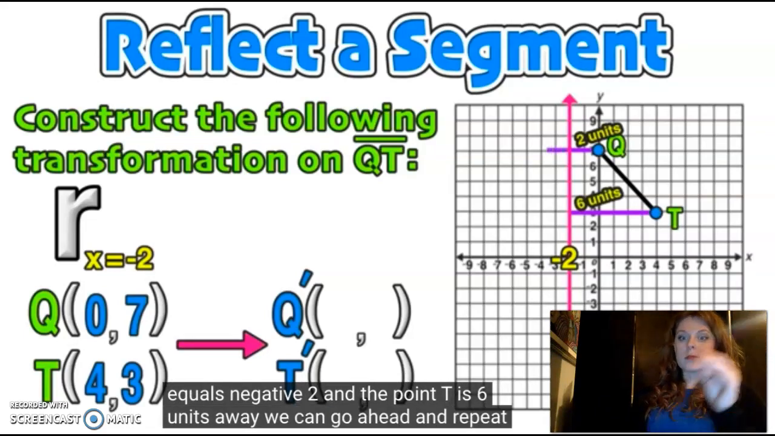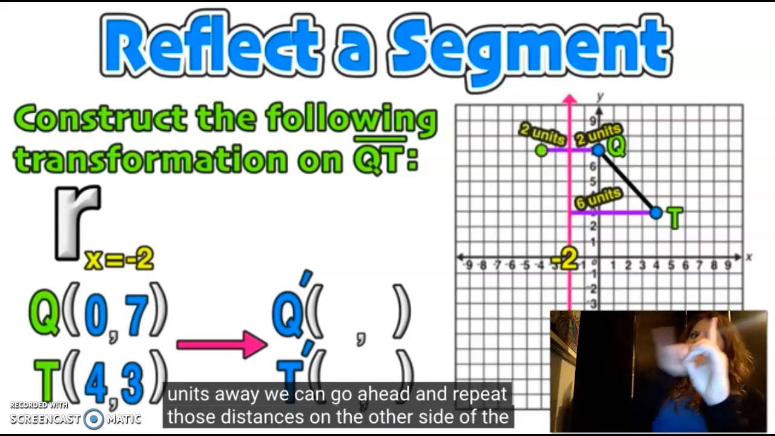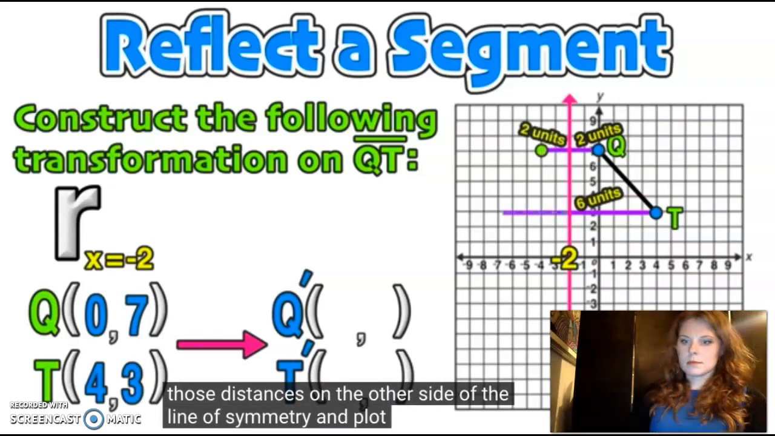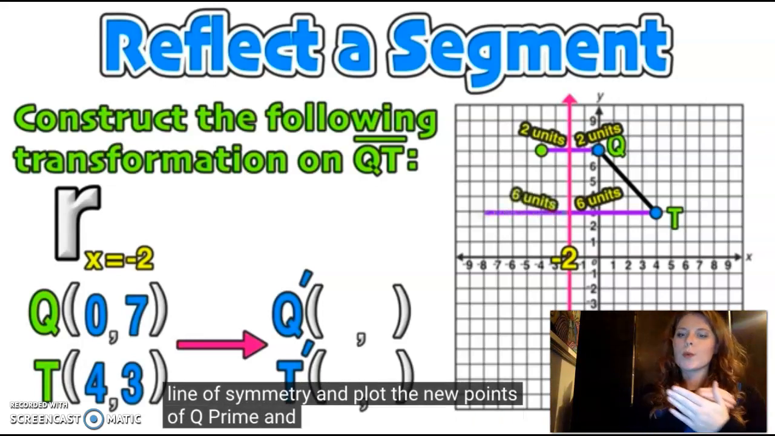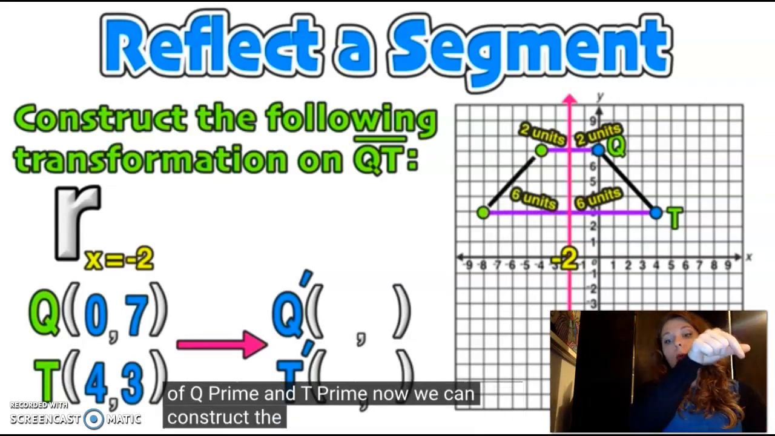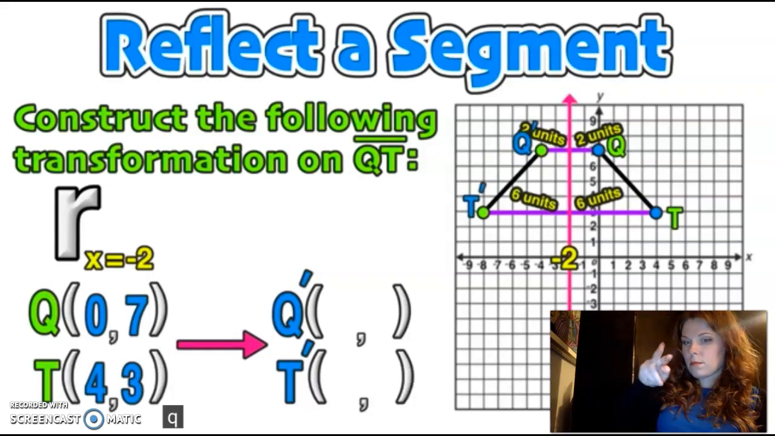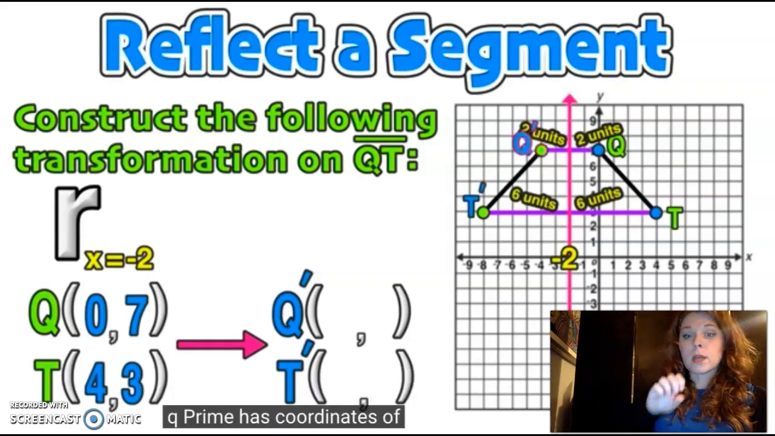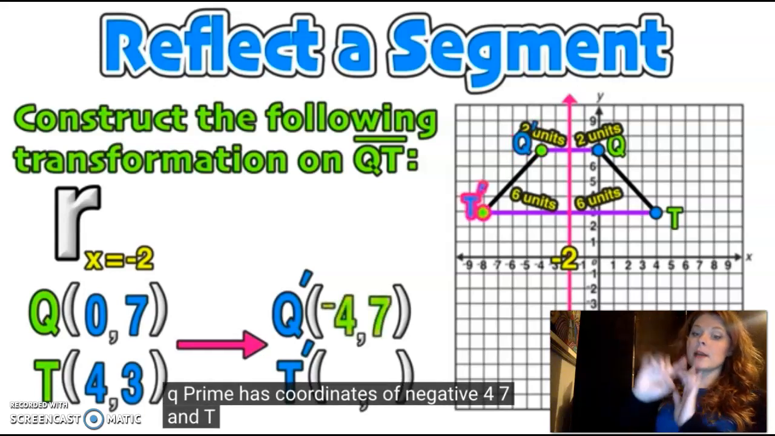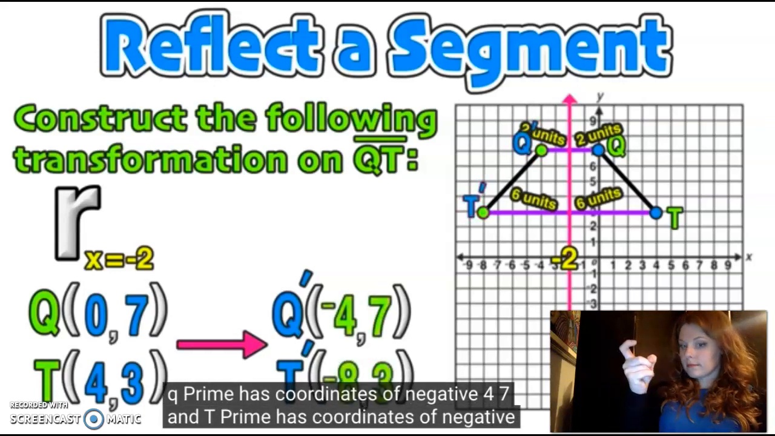We can go ahead and repeat those distances on the other side of the line of symmetry and plot the new points of Q prime and T prime. Now we can construct the image of the reflected line segment. Q prime has coordinates of (-4, 7), and T prime has coordinates of (-8, 3).